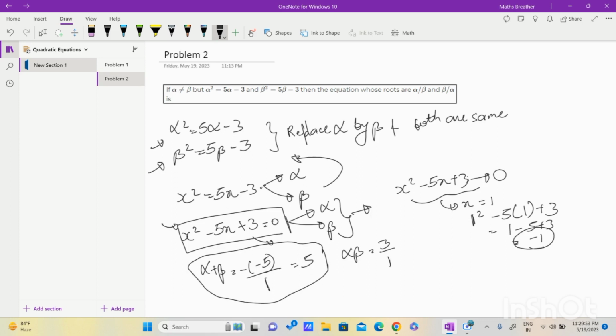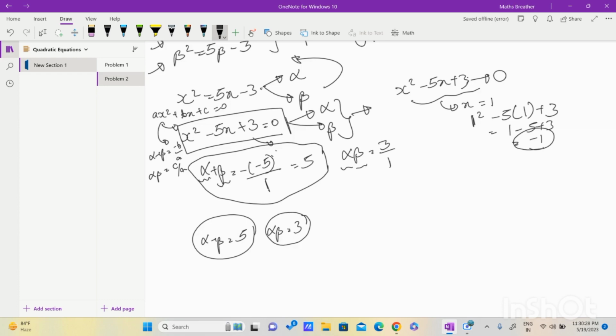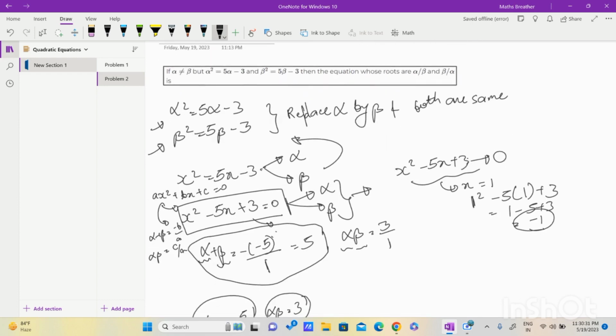For the sum of roots and the product of roots, root 1 and root 2, their sum and their product, how I am arriving at the numbers is by comparing with ax square plus bx plus c equals 0, and we know that the sum of roots is minus b upon a and the product of roots is c upon a. So you now know that your sum of roots is 5, and your product of roots is 3. Now someone is asking you for the equation whose roots are alpha upon beta and beta upon alpha.